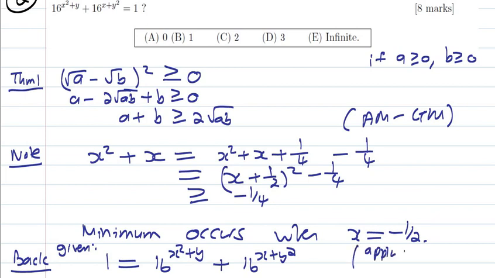I am going to apply theorem 1, where a is 16 to the power x squared plus y and b is 16 to the power x plus y squared. Can I get a yes that you guys see? 1 is a plus b, a is this part and b is this part. Can I get a yes in the chat that you see my plan? Because of theorem 1, I know that a plus b is greater or equal to twice root ab.